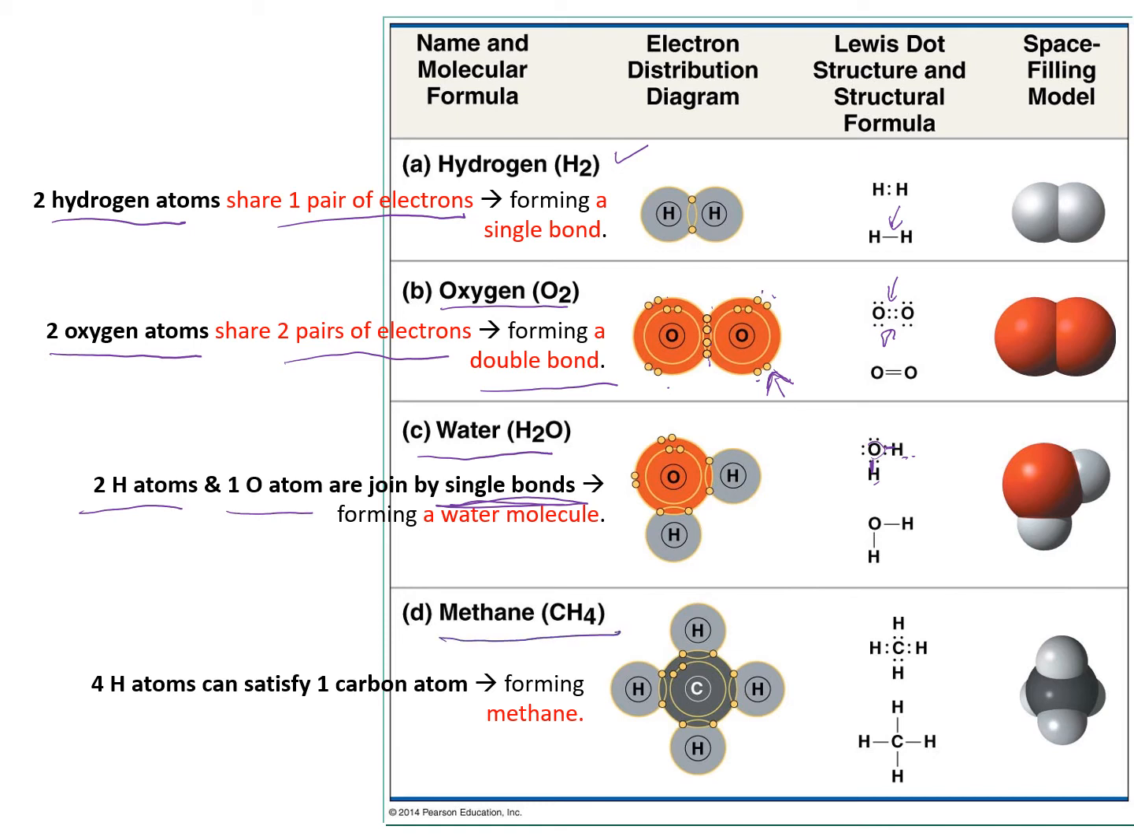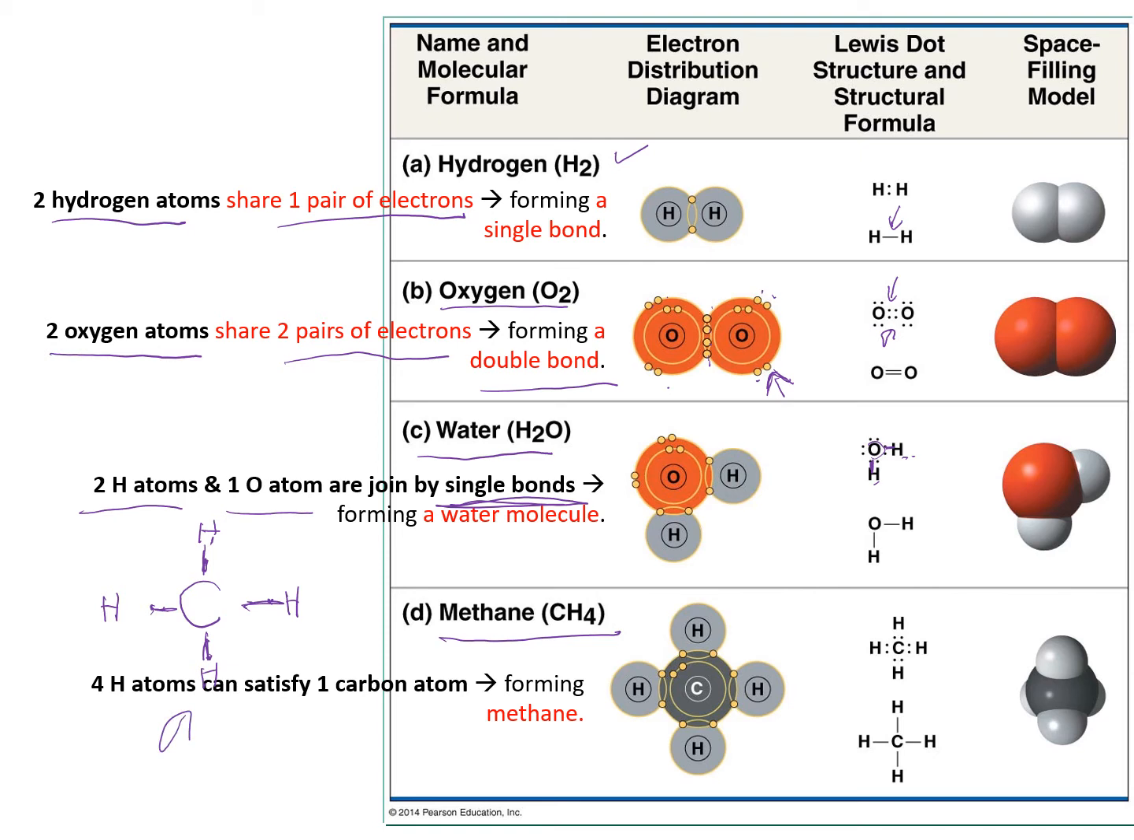The next molecule is methane. The molecular formula of methane is CH4. As you know, one carbon atom has 4 valence electrons. So in order to satisfy the octet rule, this one carbon atom will have to share electrons with another 4 hydrogen atoms. This will form methane. Now the carbon and the 4 hydrogen atoms satisfy the octet rule.